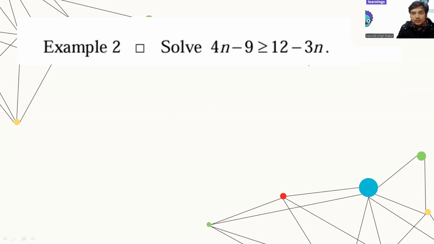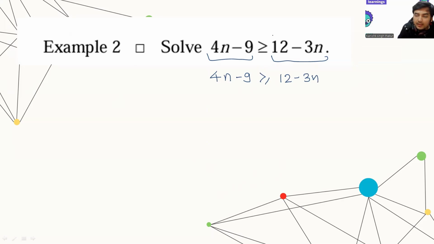Now solve this: 4n take away 9 is greater than 12 take away 3n. I'll be doing both ways. Normally in the test you should do it by Desmos only, because it is very easy. Let's do it analytically and then I'll do it with Desmos also. Okay, so let's see how it is done. So 4n minus 9 is greater than 12 take away 3n, right?